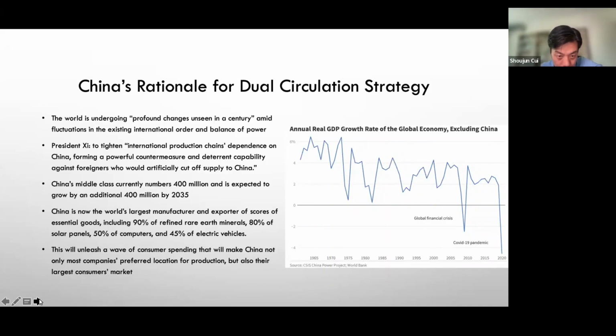I will explain in the next slide. So China now is the world's largest manufacturer and also exporter of essential goods, including 90% of refined rare earth minerals, 80% of solar panels, 50% of computers, and 45% of electric vehicles. The electric vehicle industry in China is developing very fast. If you walk around on the street in Beijing, you will see that they are booming.